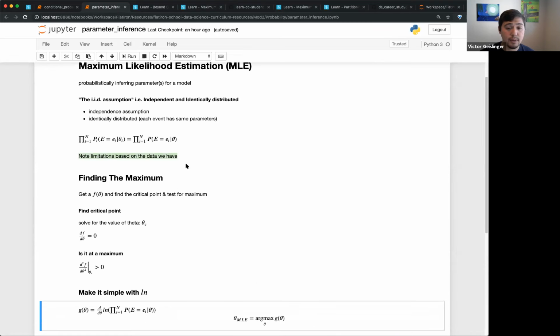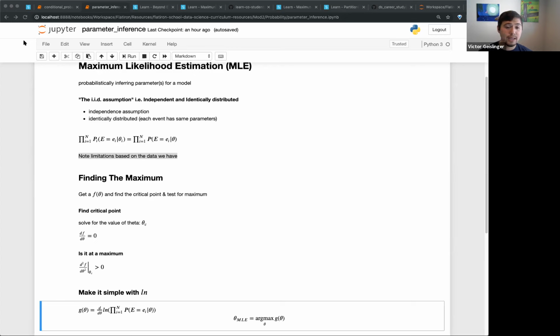Quick things I talked about are put on here: notes, limitations based on the data we have. If you only flip 6 times, like the curriculum shows, and you get heads each time, you can't actually estimate the real maximum likelihood because you don't have enough events that actually cover the whole space.